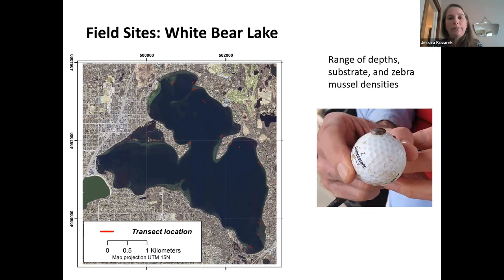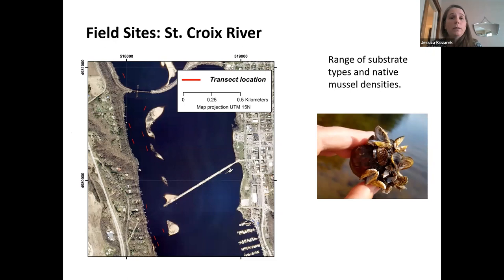Our native mussel site was the St. Croix River. And we selected this site because it gave us the ability, again, to get different types of substrates, specifically sand and gravel, and up to high native mussel densities within these sites. So high mussel densities in both sand and gravel, which is not necessarily common, and this site provided us the ability to do that.